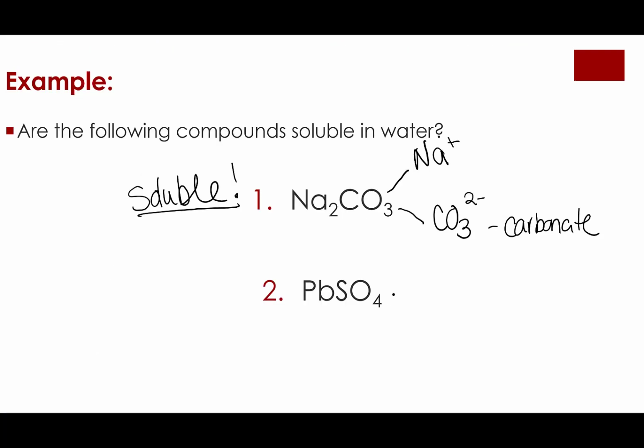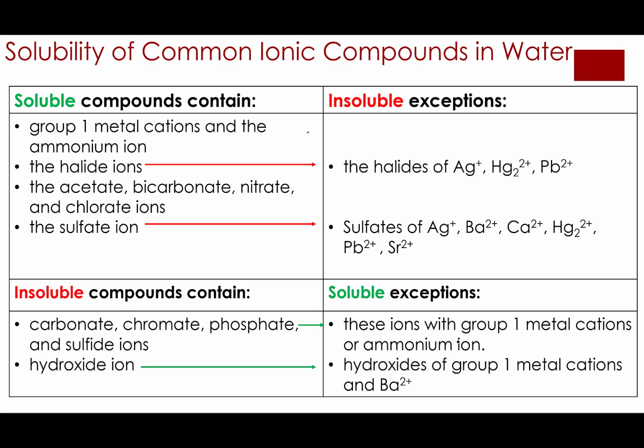The second one, we need to decide what it breaks apart into. So this is going to break apart into lead ion, and then our polyatomic here, SO4, and that is sulfate. Okay. So we've got lead and we've got sulfate. So let's take a look at our chart. Number 1 bullet point, group 1 metals, ammonium. Not applicable to this one. Halide ions, not applicable to this one. Acetate, bicarbonate, nitrate, chlorate, not applicable.